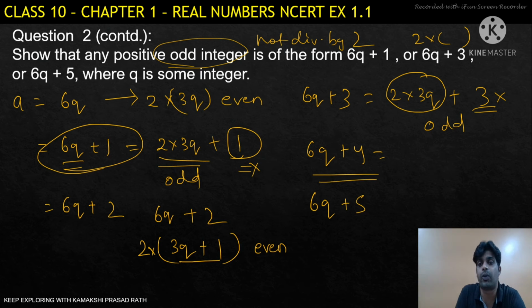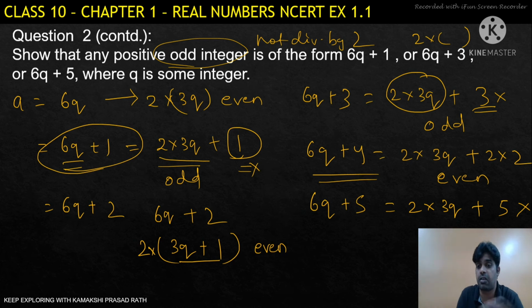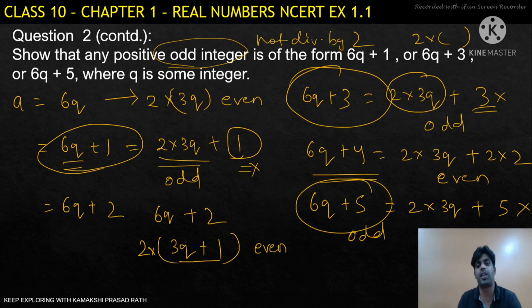Next 6q plus 4. 6q is divisible by 2, 4 is also divisible by 2. So it is an even integer. And this form 6q plus 5. Okay, 6q is divisible by 2, but 5 is not divisible by 2. As you can see here, from 5 I cannot take out 2 common. So this remains odd. So here what we find, 6q plus 1, 6q plus 3 and 6q plus 5 are the forms of an odd positive integer. So we can say any positive odd integer can be written of the form 6q plus 1 or 6q plus 3 or 6q plus 5.